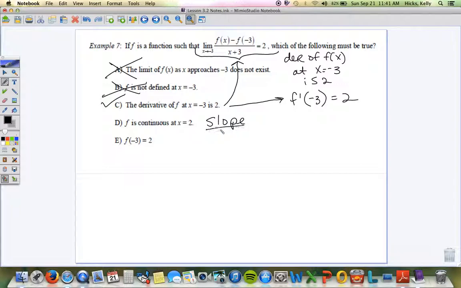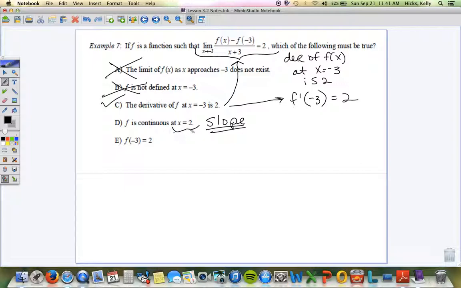2 is the slope. Do we have any idea what's going on at x equals 2? No, we don't. We have no idea. There's no substituting in up here in the original equation for x equals 2. The x value that we're concerned with up here is negative 3. 2 just happens to be the slope. This is a bit of a trick, okay?